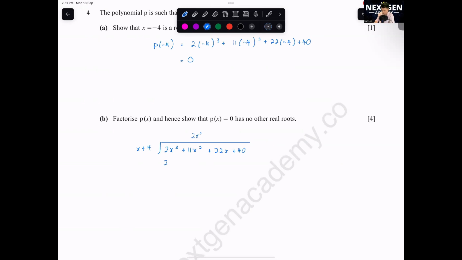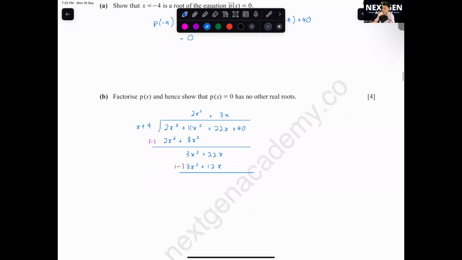Then here we do long division. 2x squared, you get 2x cubed plus 8x squared. Always write a minus at the side here. This is the trick to it. So you remember that this is minus, this is minus. Then here, 3x squared plus 22x. 3x, you get 3x squared plus 12x. Then minus. Here will be 10x plus 40.